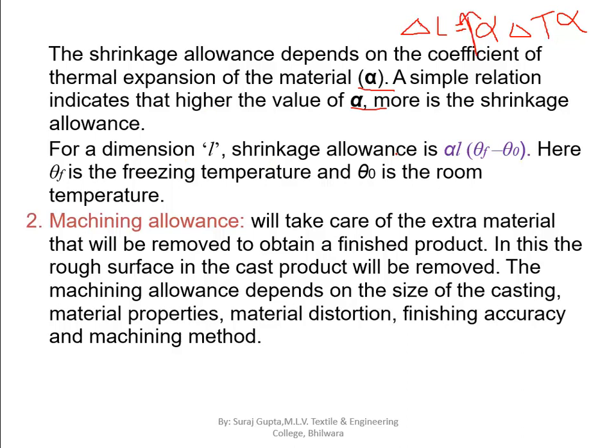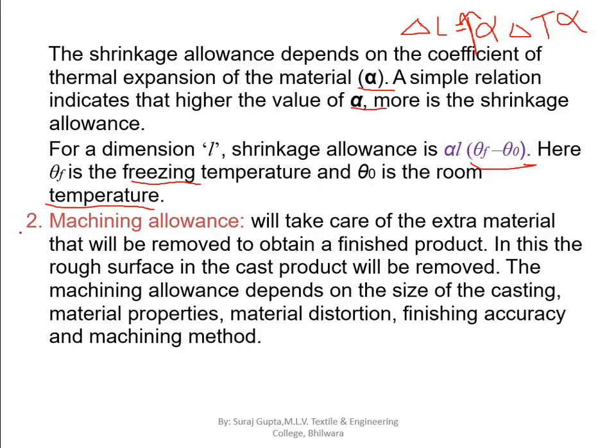For dimension L, the shrinkage allowance is alpha L delta theta, you can see theta F minus theta 0. Here theta F is the freezing temperature and theta 0 is the room temperature. The freezing temperature means when the liquid metal is converted into solid metal, but that temperature is more than the room temperature. From that temperature to reach the room temperature during solidification, the length of the metal will decrease. So for that, it is required to give the allowance to the pattern.